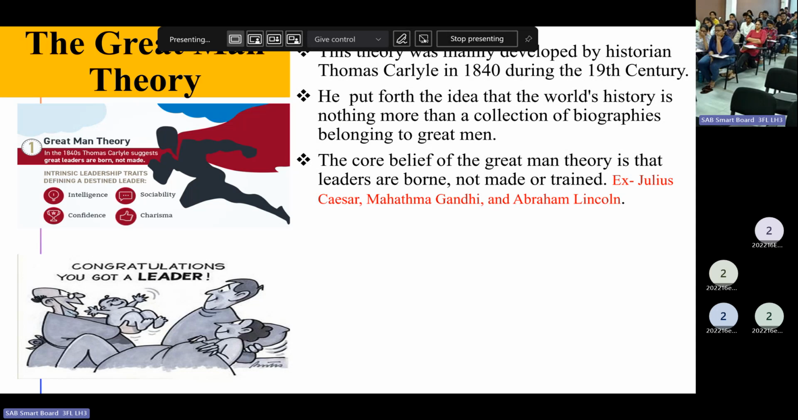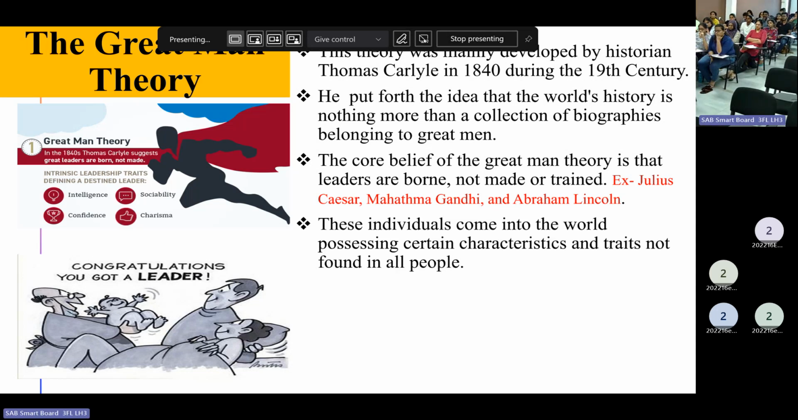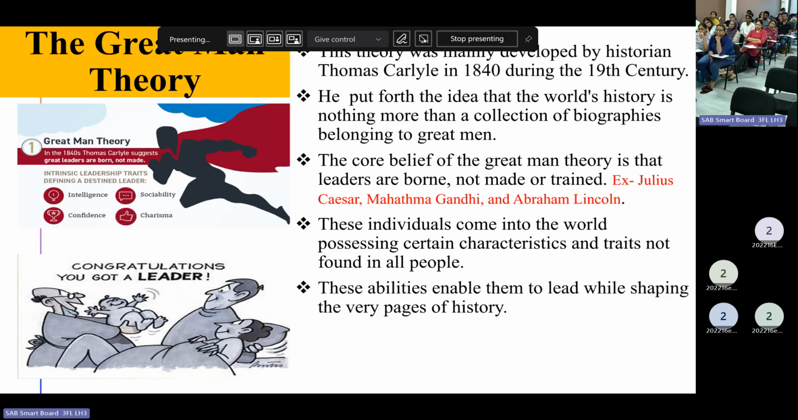Around 100-something. So the individual comes into the world possessing certain characteristics and traits, but not all found in everyone. That means I don't have all 100 and you don't have all 100. You may have 30, someone has 50. So they put everything together as a list of traits that would contribute to becoming a leader. Make a note clearly: not all leaders had all 108 traits.